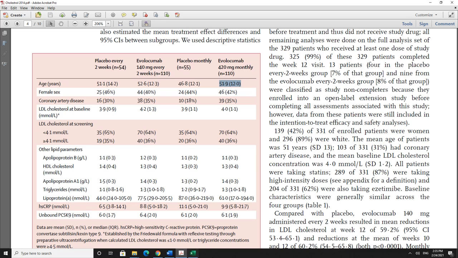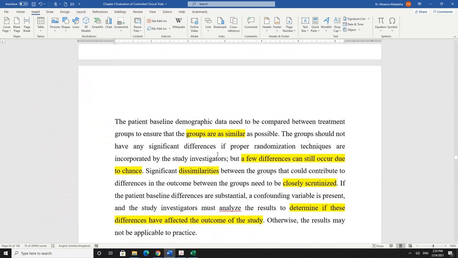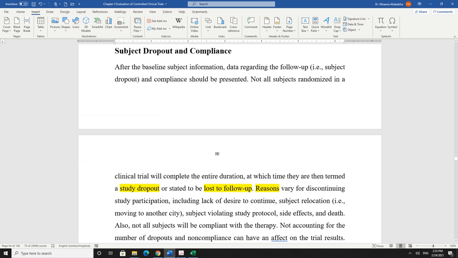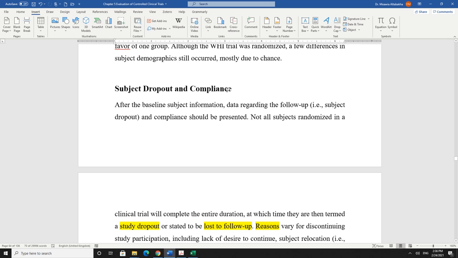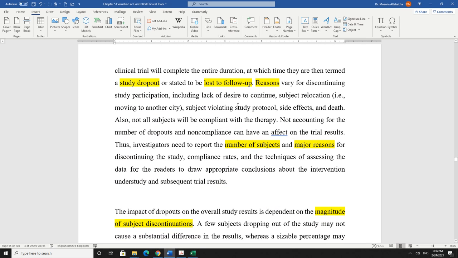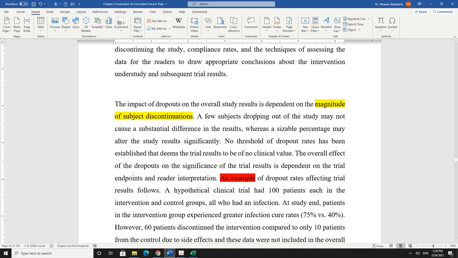Okay, so in the beginning, there are demographic factors they will look at, and after that, they should talk about subject dropout and compliance. I mean, did some subjects have to withdraw from the study? And usually they are stated as, pay attention, study dropout, or we call them lost to follow-up. And usually they will put them in a table. They will say, okay, there are 5 subjects from group A that were lost because of relocation. There are 10 subjects from group A that were lost because of such and such. So they need to talk about the major reasons for the discontinuation.